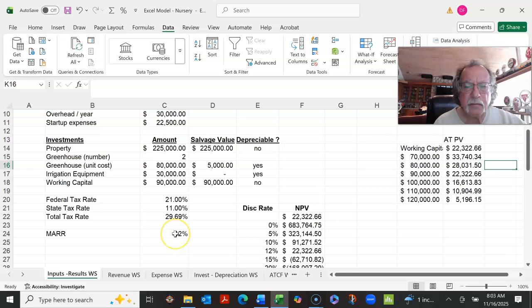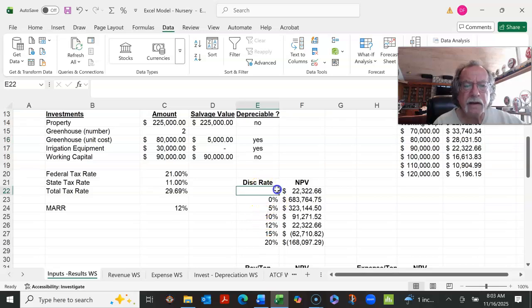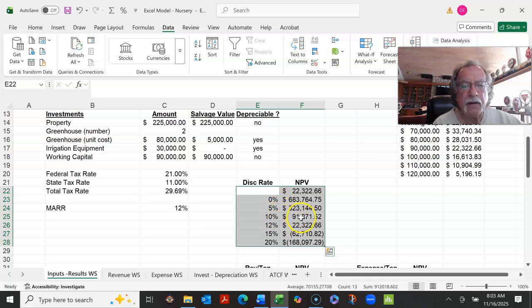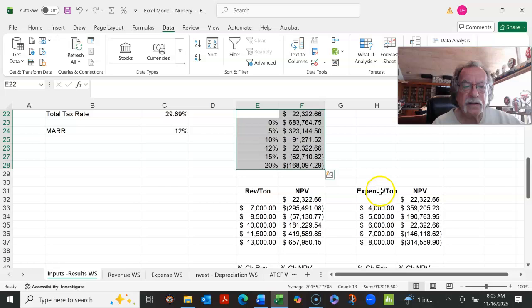We can't change the minimum rate of return, okay? We can determine what the present value would be at various rates of return, but really that's a company-decided policy. So this particular what-if I did here basically calculates the present value at various discount rates. So if they happen to have a 10% rate rather than 12%, it would create $91,000 of value rather than 22. But again, it's a company return.